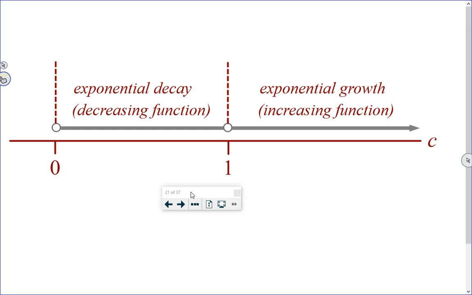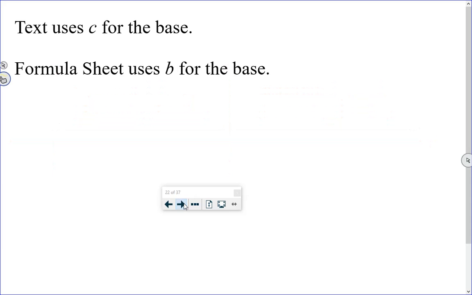If c is greater than 1, we know that's an increasing function. All of these things are from left to right, and that's an example of exponential growth. So a lot of the time when I go over questions, I'm going to be referring to this schematic. I didn't say it, but excuse me, at c equals 0 and c equals 1, there's an empty dot there because c cannot equal 0 or 1. All right, we've got a few more examples to do.